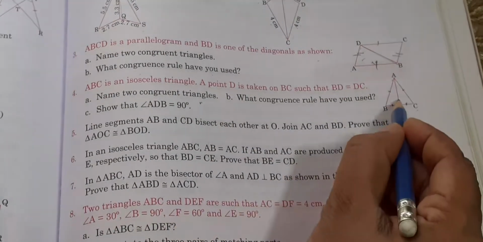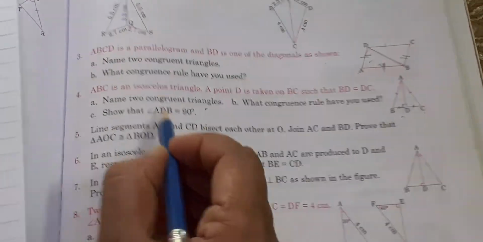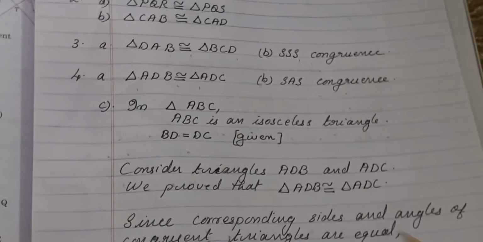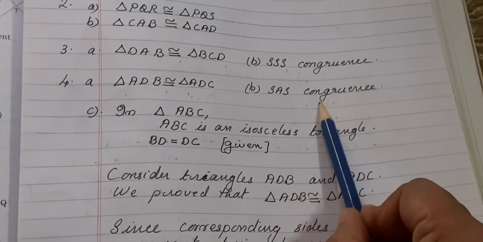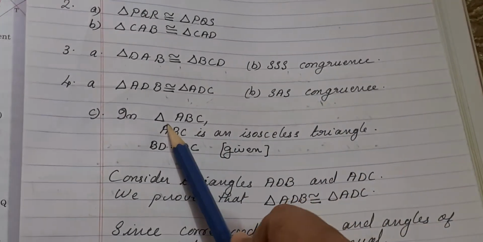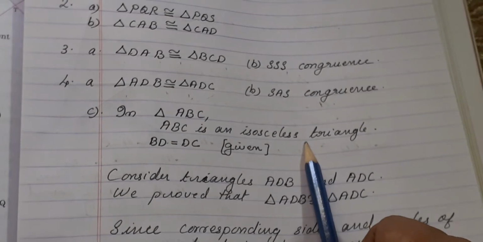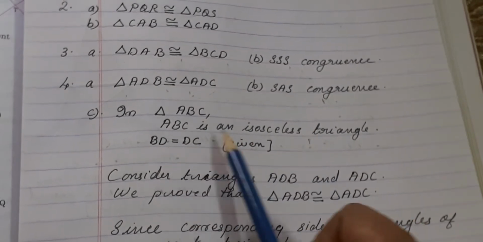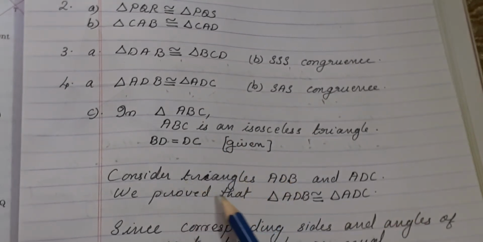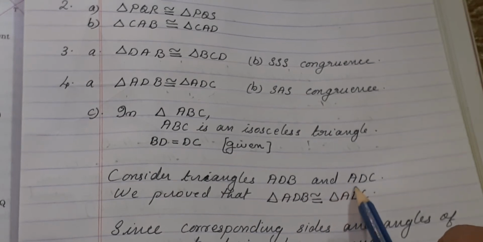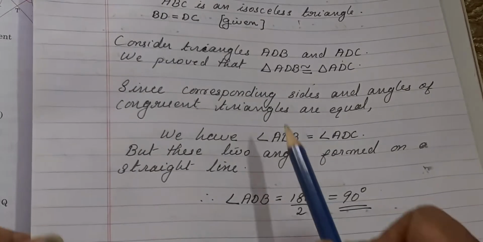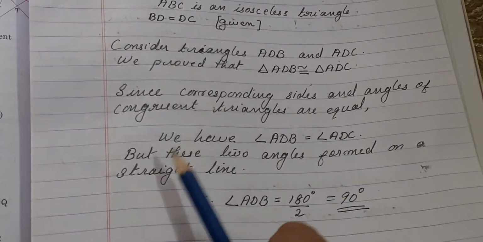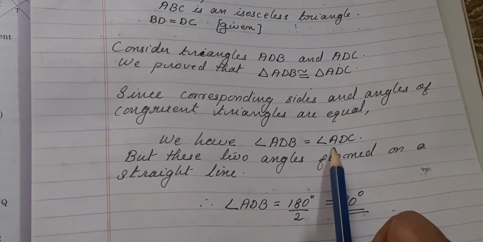Now how to prove that this angle is 90 degrees? That also we have to prove here. So fourth one, triangle ADB is congruent to triangle ADC using SAS congruence. So consider triangle ABC. ABC is an isosceles triangle, that they gave. So then BD is equal to DC, that also is given there. Consider the triangles ADB and ADC, that we proved are congruent. Since the corresponding sides and angles of congruent triangles are equal, we have angle ADB is equal to angle ADC, isn't it?